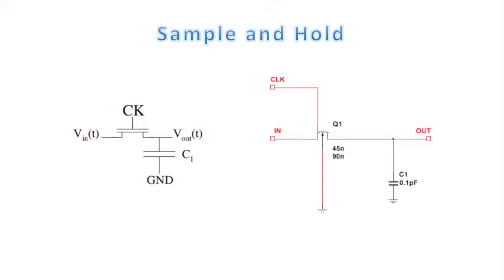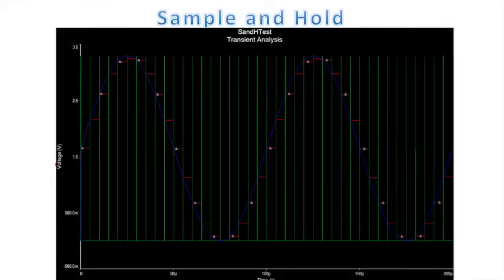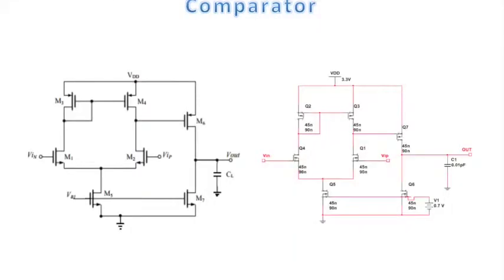To test the sample and hold circuitry, a sine wave is fed to the input and the clock frequency is set to be a few times faster. From the transient analysis plot, it is clear that the signal is indeed sampled at each duty cycle and held constant for the rest of the time. Therefore, the component is successfully implemented. An open-loop comparator is selected for its simplicity and flexibility.